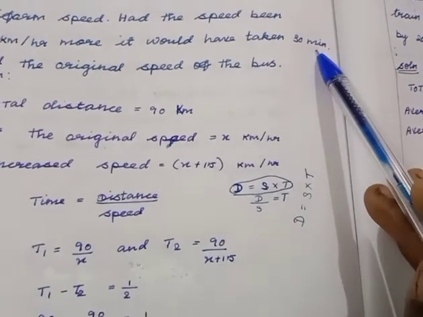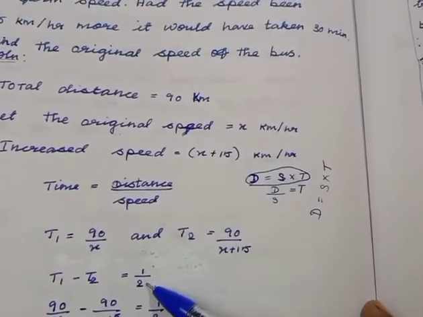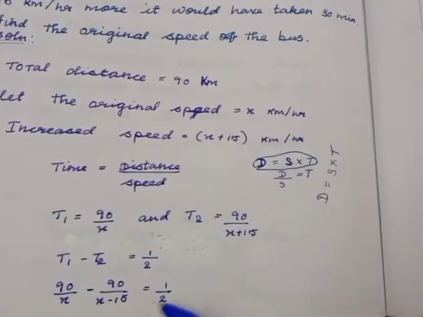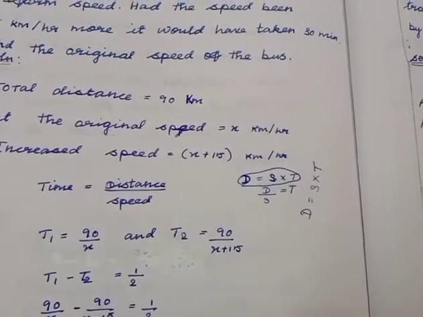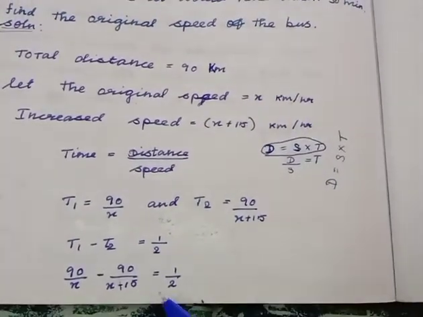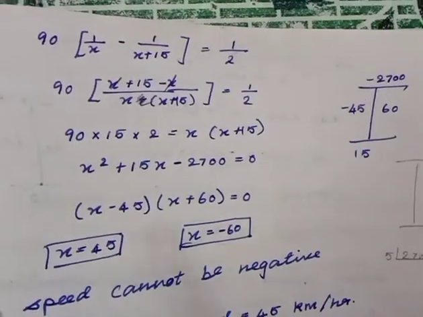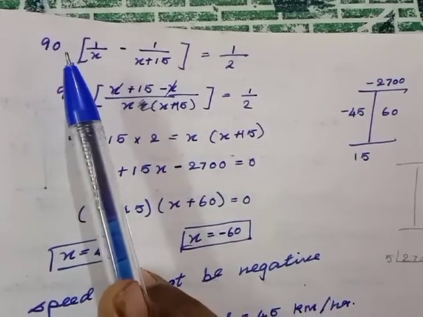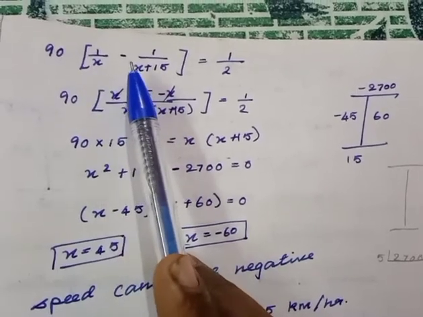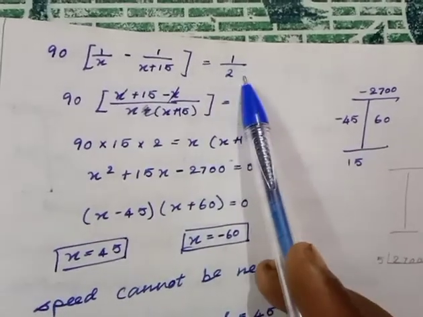The difference between the time taken is 30 minutes, that is half an hour, 1 by 2. T1 is 90 by x. T2, what we found, is 90 by x plus 15. So that is equal to 1 by 2. Then we have to simplify this. You have to take 90 commonly outside. So 1 by x remains in the first term, minus 1 by x plus 15, is equal to 1 by 2.